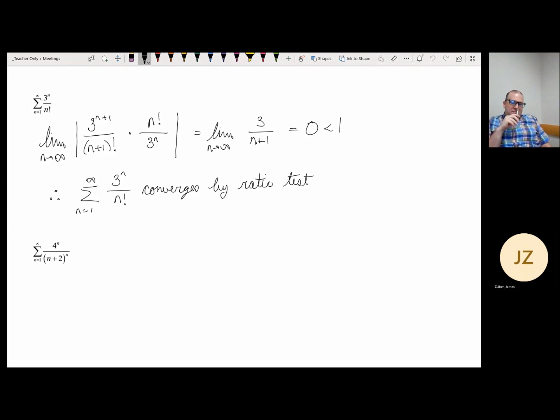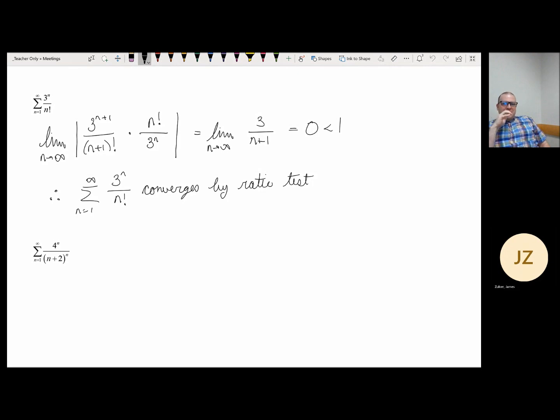4 to the n over (n+2) to the n. Convergence. How'd you do it? Because, well, the ratio is going to be a lot less than 1. It's going to go to 0, I think. What is the ratio? I didn't really think about that, but I guess it'd be 4 over n+3.